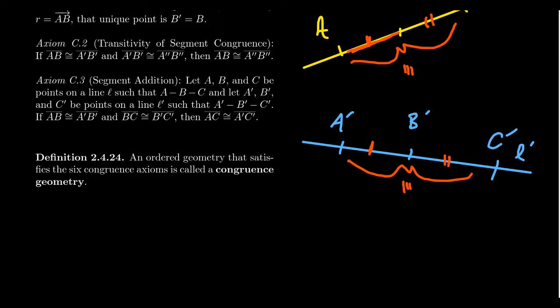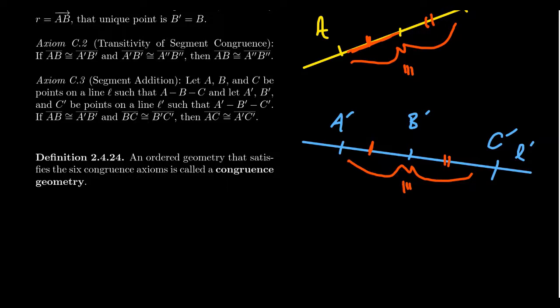Now, I want to relate this to the very relatable topic of what's called a neutral geometry, which we will define later on. Neutral geometry is very similar to congruence geometry. A lot of people who study geometry, when they study neutral geometry, a lot of what they're studying is actually congruence geometry. The main difference is that the neutral geometry will also have a notion of continuity, which we haven't introduced yet. We'll do that, of course, later on.